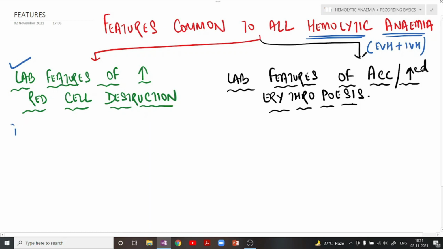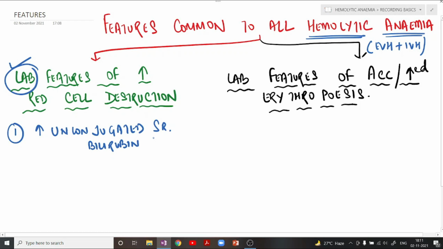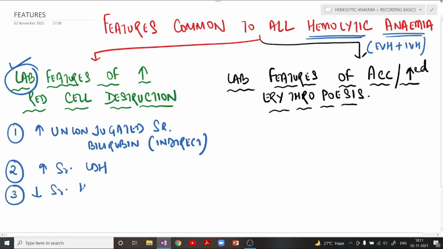Let us see. Number one, as I told you, we will first discuss the laboratory features. So there will be an increased amount of unconjugated serum bilirubin, which is your indirect bilirubin. Second important thing over here is that there will be an increased amount of serum LDH. Thirdly, decreased serum haptoglobin.